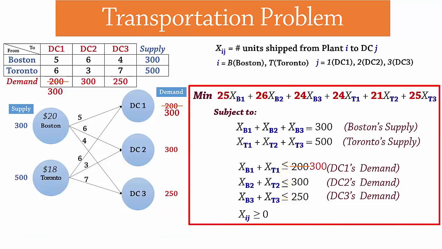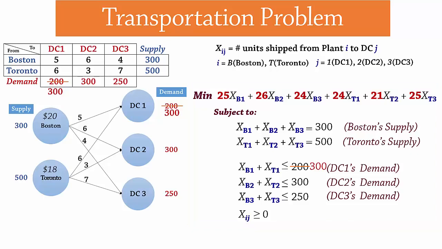Now, suppose for some reason we're not allowed to ship from Toronto to distribution center 3, maybe because the cost is too high or the destination is too far. One way to address that is to simply remove XT3 from the model. But if your model has too many variables and you don't want to be looking for XT3 all over the place, a better way is to add another constraint to the model that states that XT3 equals 0. And that addresses the issue.